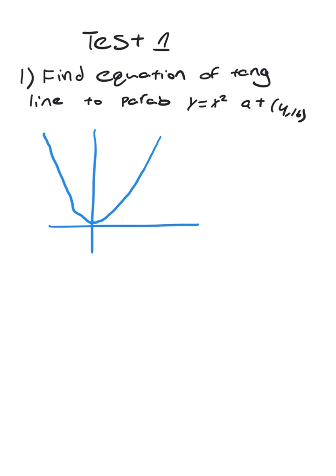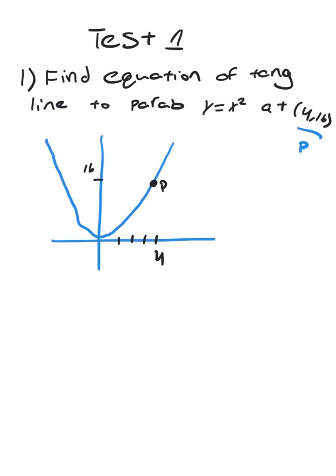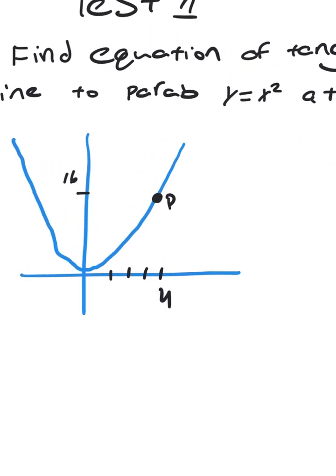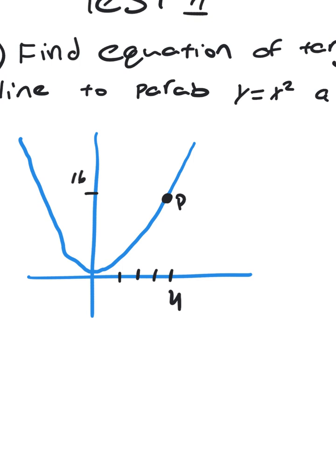Find the equation of the tangent line to the parabola y equals x squared at point (4, 16). In order to understand this, we must first understand that this is point P. Point P would be 1, 2, 3, 4, and let's say this is 16, right around here. So (4, 16) is point P, and the tangent line would have a point somewhere, let's say, here.